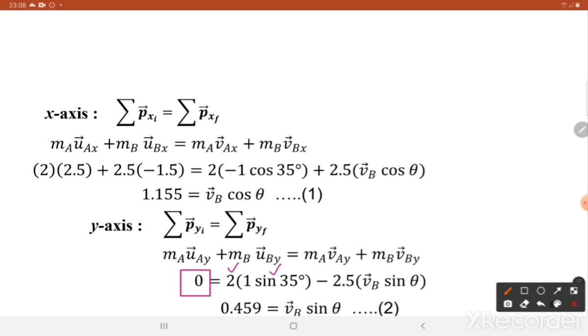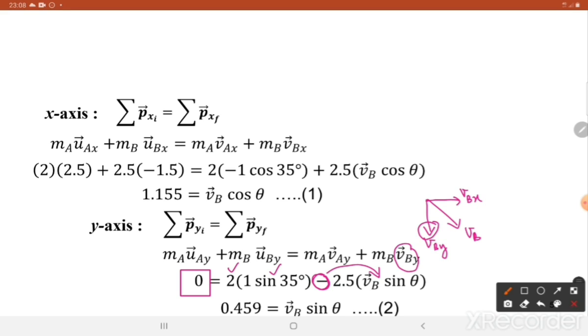mA vAy, mB vBy. So this negative sign actually refers to vBy. Remember your vector B is like this. So when you resolve vBy, you will get the direction for your vBy is downwards. So vBy should be a negative value.